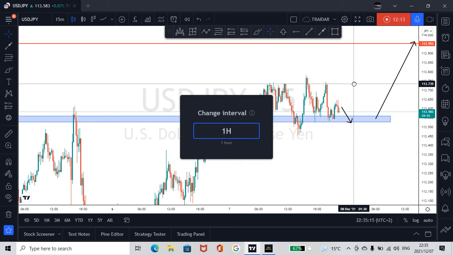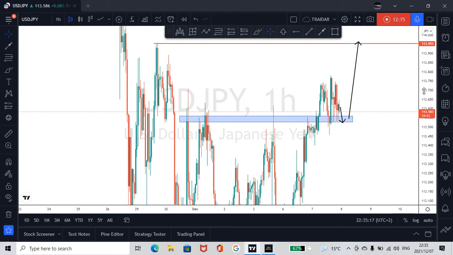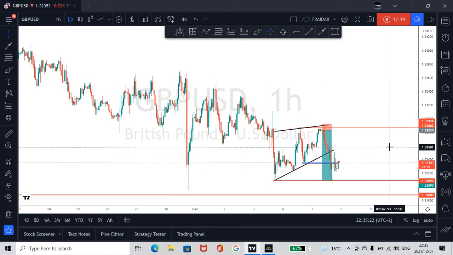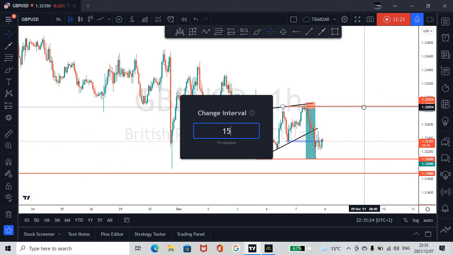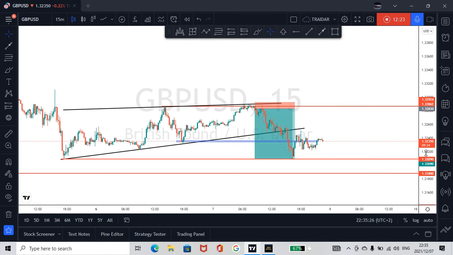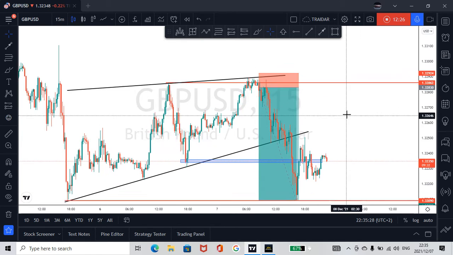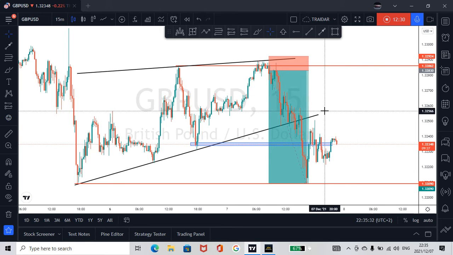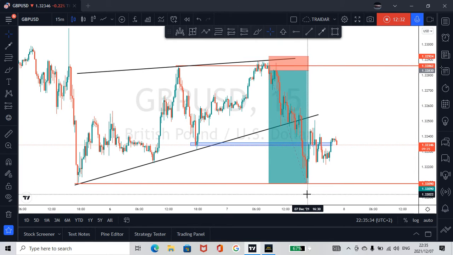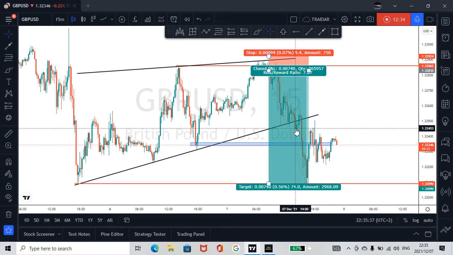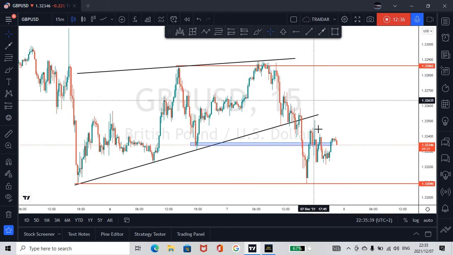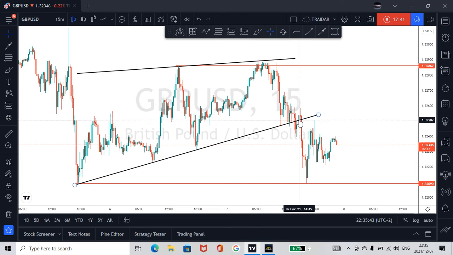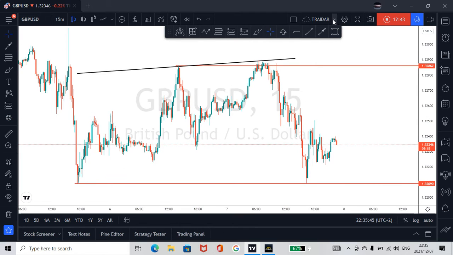So let's move on to our next, my favorite pair, GBPUSD. So on GBPUSD, guys, for those who didn't place an entry, it's your loss, guys. It's your loss. We managed to go all the way down. We hit our TP. So let's remove this. Let's remove our support trend line, which is now broken.